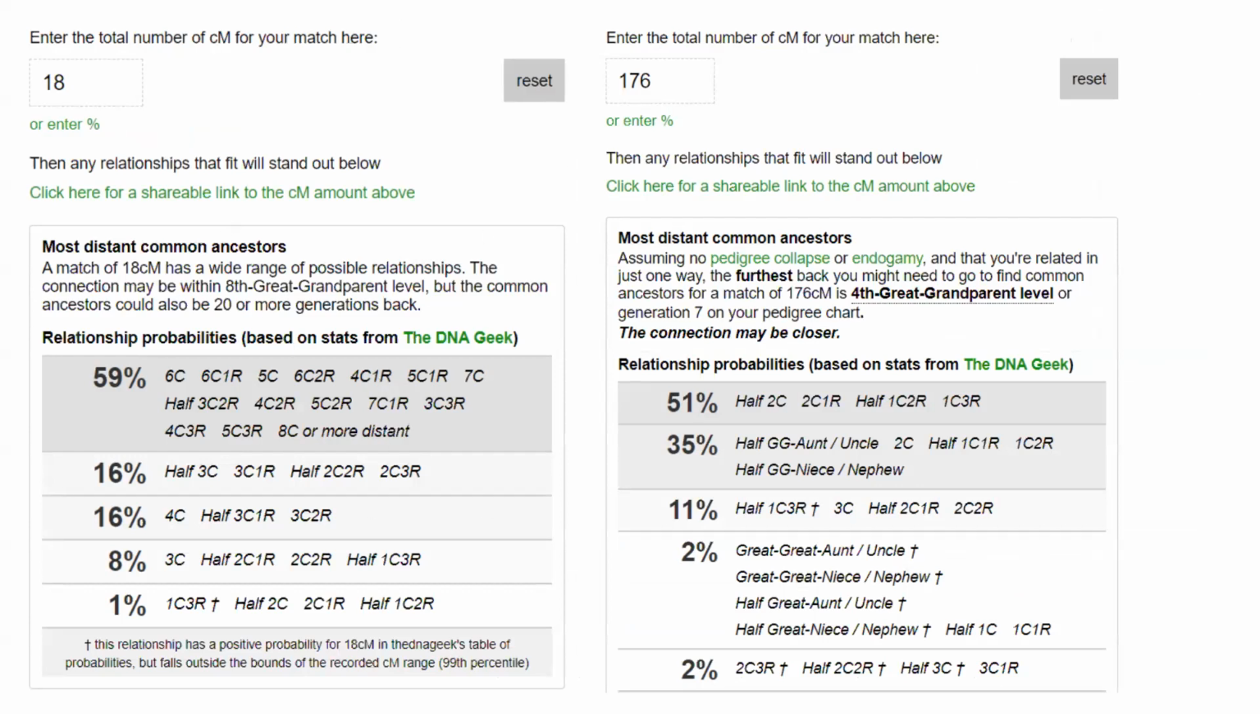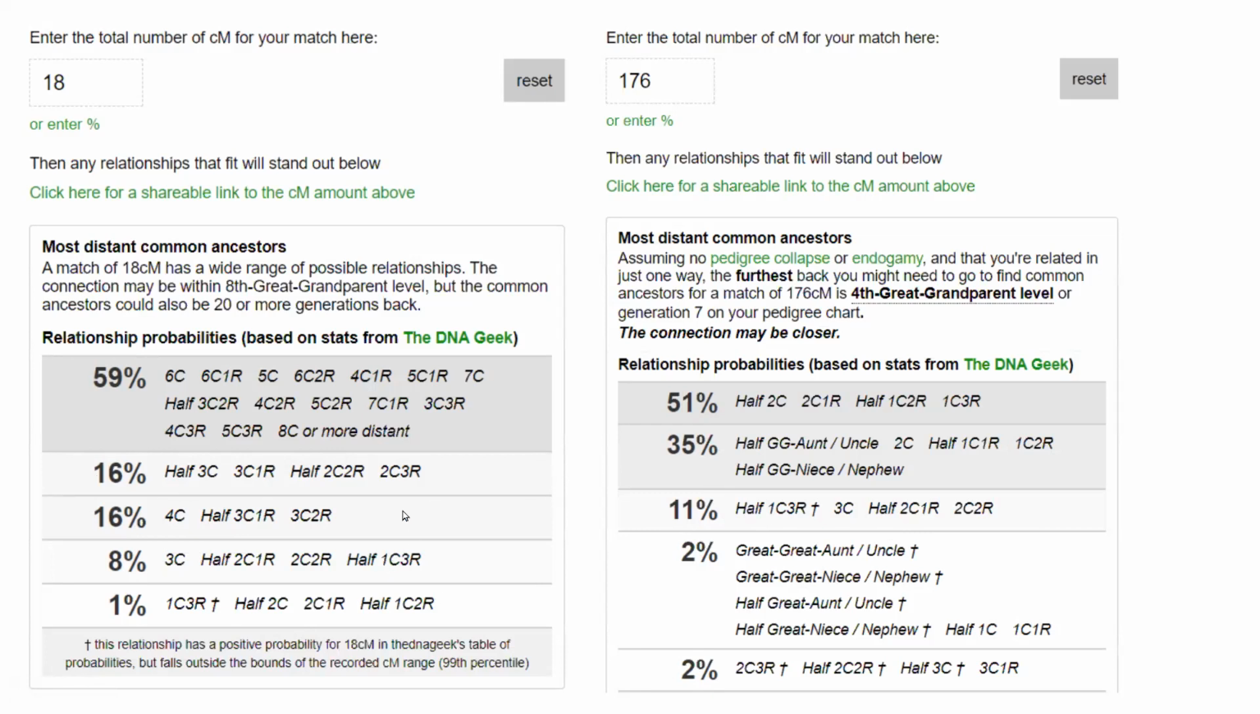And what it says is, if you have a number of 18, the chances of it being a third cousin, where was third cousin? Down here. Third cousin is 8%. The chance of being a half third cousin is 16%. So that's a 2-to-1 ratio that would favor saying that's a half third cousin. But if I've got 176, the third cousin is 11% and the half third cousin is 2%.